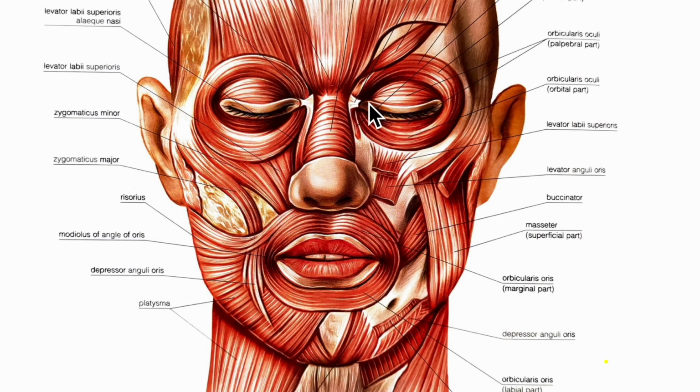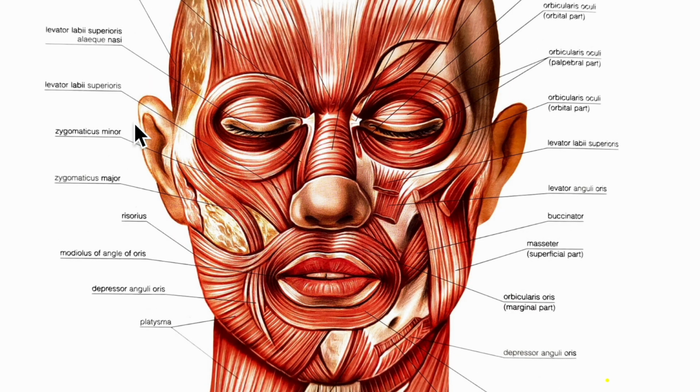In this diagram you can see the levator labii superioris alaeque nasi. Here is the levator labii superioris, and now we are going to look at the levator anguli oris muscle right here. It originates from the maxilla just below the infraorbital foramen, and it inserts into the skin of the angle of the mouth. The action of this muscle is that it elevates the angle of the mouth and forms the nasolabial groove. Next, let's look at the zygomaticus minor and zygomaticus major muscles.